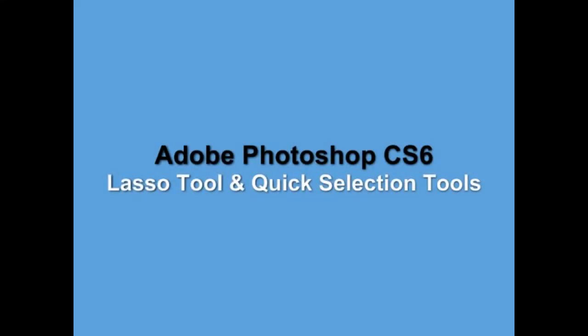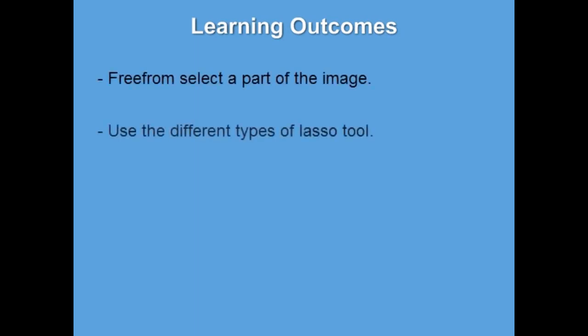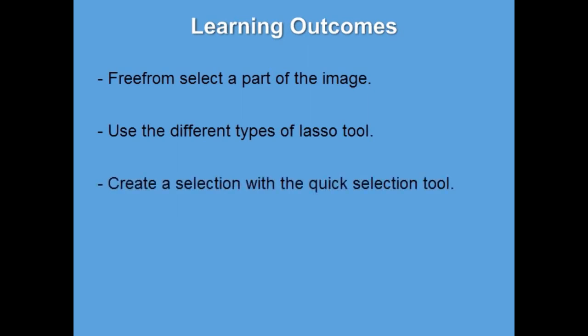Welcome to Adobe Photoshop CS6, Lasso Tool and Quick Selection Tools. After completing this unit, you will be able to freeform select a part of the image, use the different types of Lasso Tool, create a selection using the Quick Selection Tool, and create a selection using the Magic Wand tool.